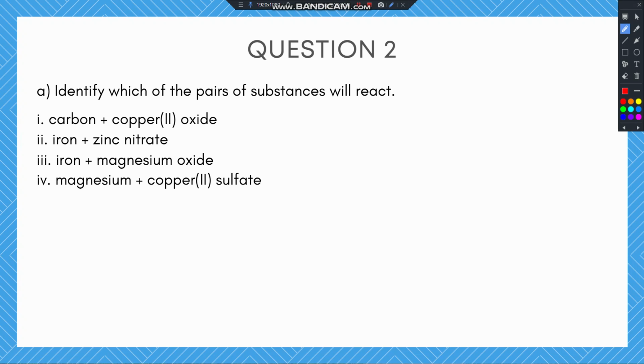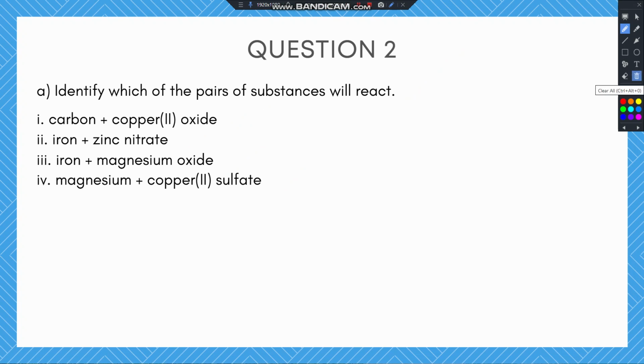Yet another past question. On the screen right now, we have a question that says, identify which of the following pairs of substances will react. We have carbon and copper oxide. Will they react or not? Well, let's find out. We also have iron and zinc nitrate. Will they react or not? Well, let us find out. We have iron plus magnesium oxide. Will they react or not? And then we have magnesium plus copper(II) sulfate. Let's find out which of the following pairs of substances will react.